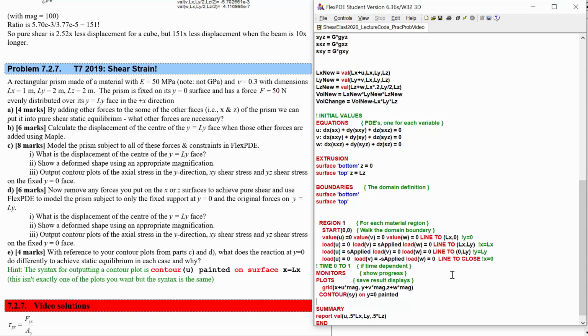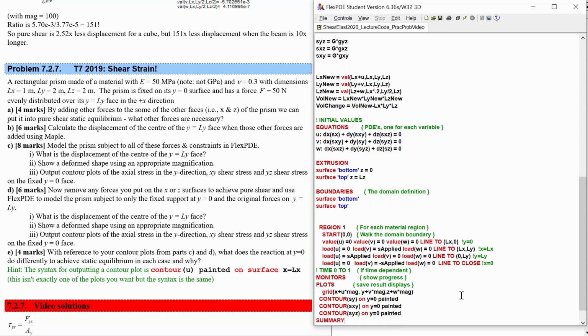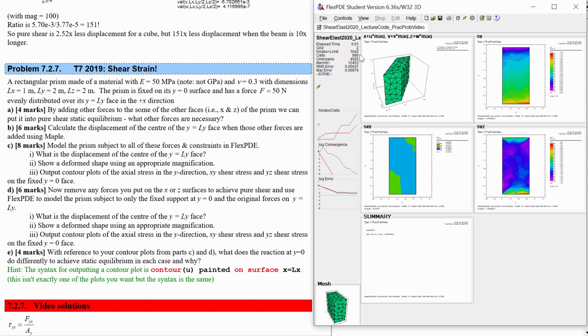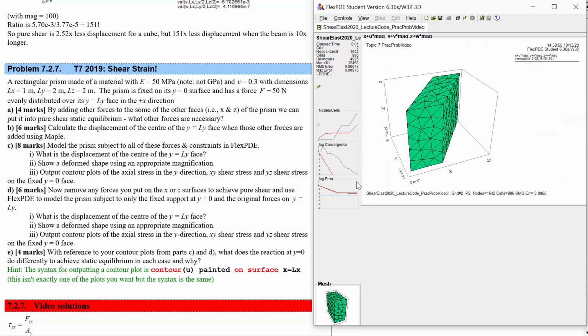What are the other ones they wanted? The xy shear stress and the yz shear stress. All on the y equals 0 face. Okay, so this should do it. Let's see. Yep, so there's our deformation. Notice it's smaller in x than it is in y and z.